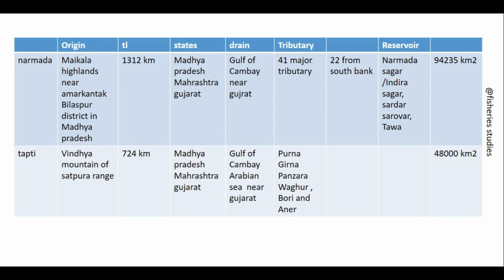Narmada. Narmada's origin is at the Maikala Highlands near Amarkantak. Major reservoirs in Narmada are Narmada Sagar, Indira Sagar, Sardar Sarovar, Tawa. Tapti's origin is at the Satpura range. Tapti's catchment area is 40,000 km square. Narmada's catchment area is 94,235 km square. Narmada is a traditional boundary between North India and South India.